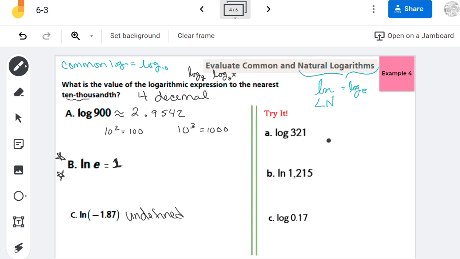So now I'm coming to the try it. So the logarithm of 321 is 2.5065. And again, that makes sense, right? Because this is log base 10. 321, it's somewhat near the middle between 100 and 1,000. Not quite. It's a little closer to the 2 than the 3. But see, the number is between 2 and 3 here for my logarithm. Okay?